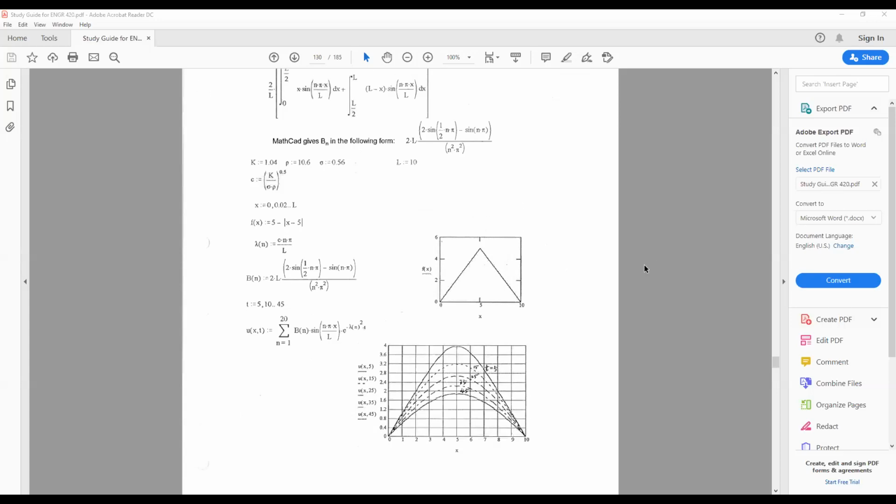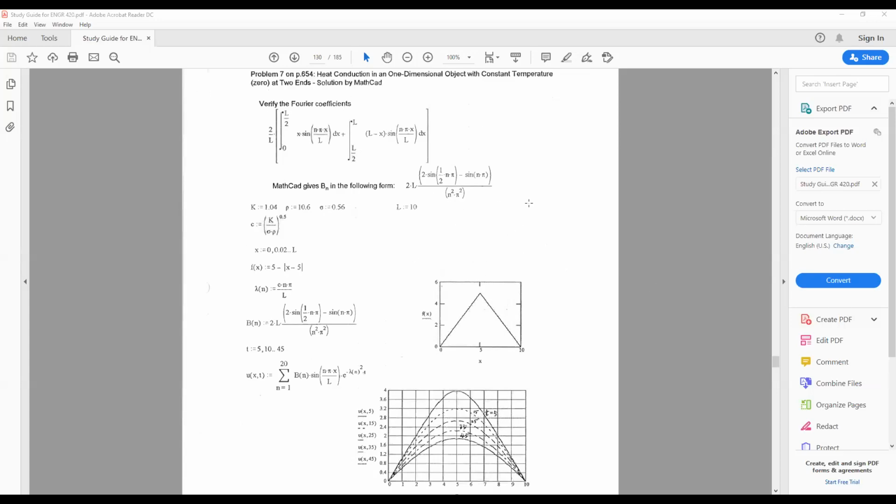So I sketch the initial distribution of temperature, putting a parameter in. I represent this given function by using the absolute value sign. This is another way of doing this. You can break it into two segments, or you can use a unit step function. There are many different methods to represent this.